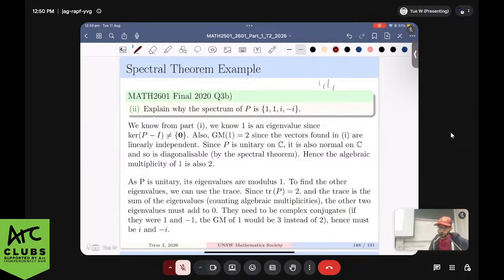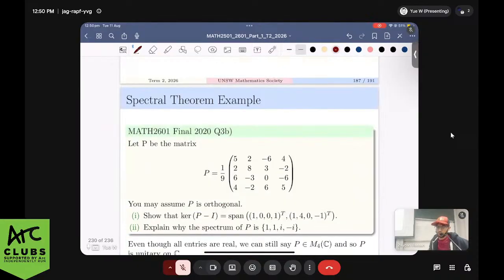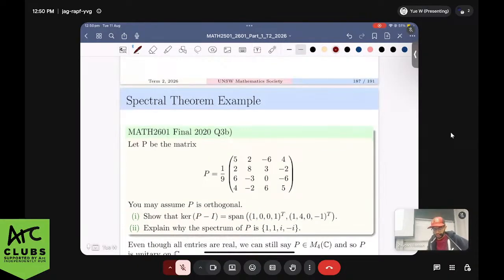Because trace, I think, what was the trace you get? Unfortunately, there's a 1 on 9, so it's kind of annoying, but the trace would be 10 plus 8, so 18, so 2. So if we had 1, 1, then there is 2, right? So 2 plus the other eigenvalues, which I can call lambda and mu, is 2, so lambda plus mu equals 0.